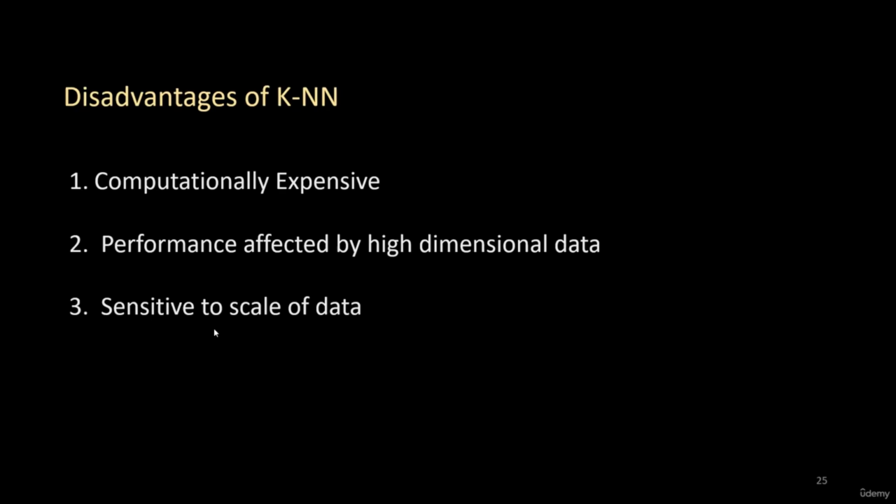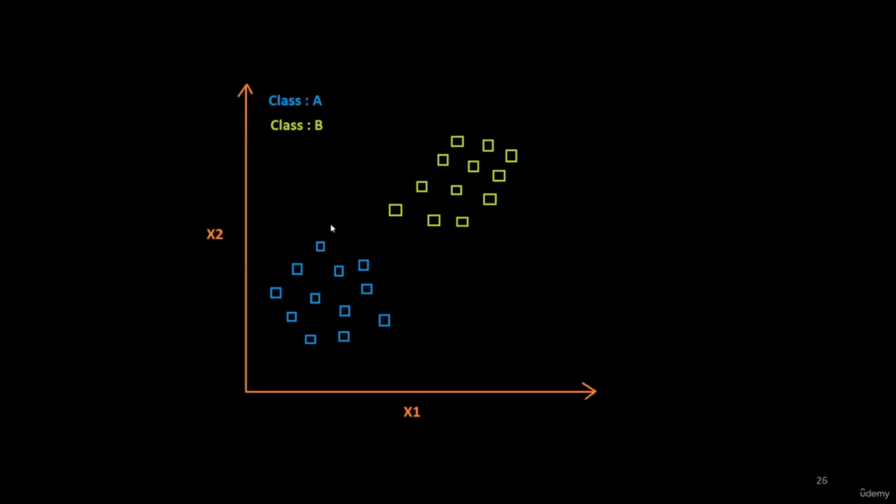It is sensitive to the scale of data. If you remember, we calculate the Euclidean distance in order to find the nearest neighbor. Let's understand this point here. If we have 2 classes A and B, and the coordinates of data points of class A are very small, in the range of tens like 3, 9, 7, 4, and the coordinates of data points of class B are very high, in the range of 1000 like 990, 1100, 1200.